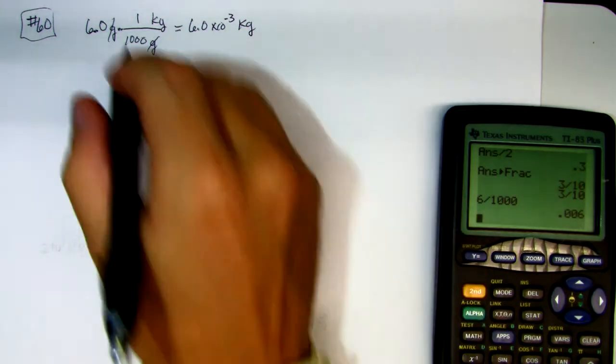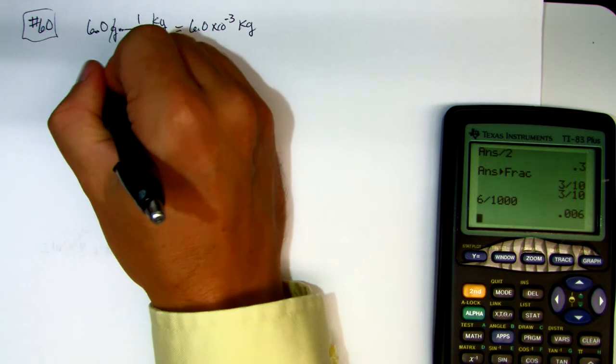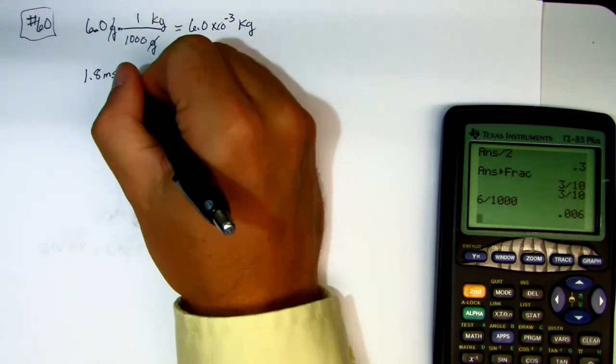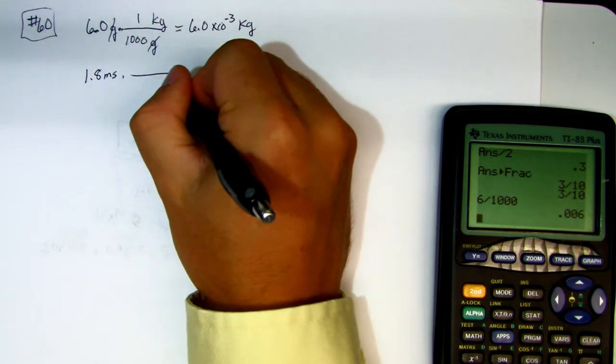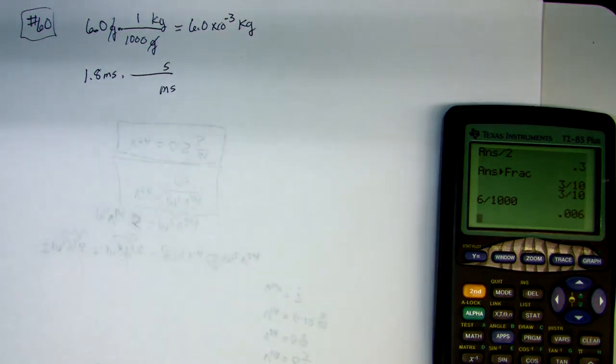Okay? Now I need to do time. So we have 1.8 microseconds. So I need microseconds here and seconds up here. How many microseconds are in 1 second? Well, we need to go to page 6 and look up micro. And we see that micro is 10 to the negative 6.